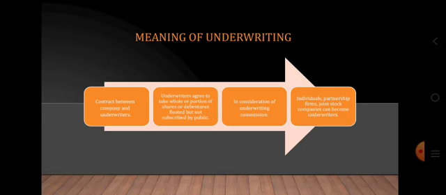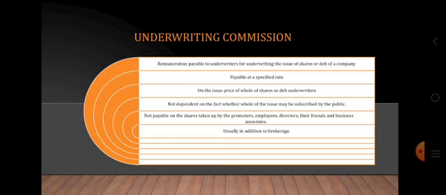Advantages of sub underwriting. Sub underwriting transfers the risk between both the underwriters. Now, underwriting commission. Generally, the underwriting commission may not exceed 5% of the issue price of shares or debentures. So the maximum commission for shares is 5% and for debentures is 2.5%, and the commission must not exceed this rate.